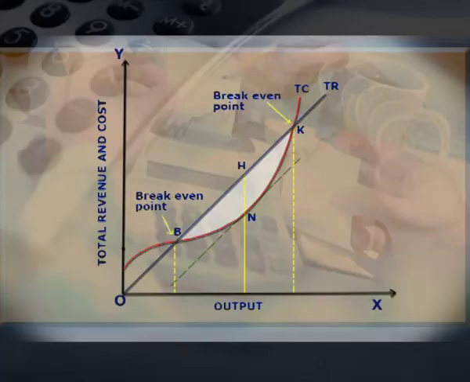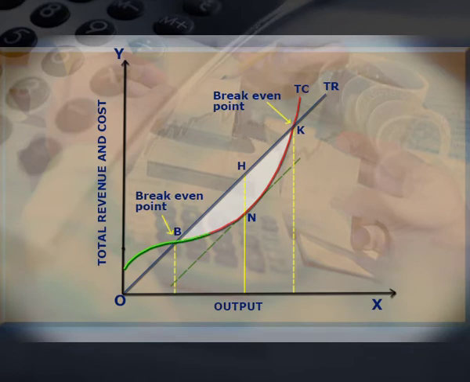The TC curve begins from the point F, which is on the y-axis, meaning that if the firm is not producing anything, it incurs some cost, that is fixed cost. We can see that initially when the firm starts its production, the TC curve is above the TR curve. As production increases, TC reaches the TR curve and the firm is at break even.